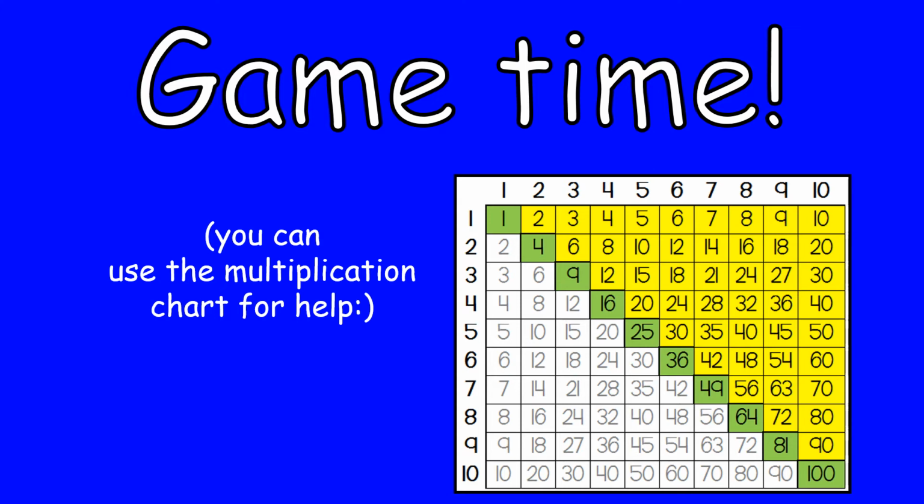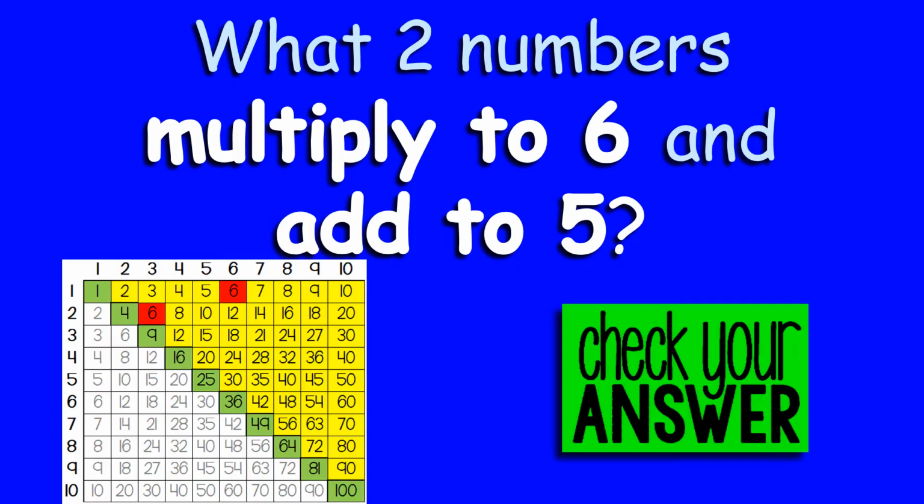So I'm going to ask a series of questions, and I want you to try, pause the video if you have to, come up with the answer yourself, and then I will put up the answer. So this is all practice for what we need to be able to do today. So the question is, what two numbers multiply to 6 but add to 5?